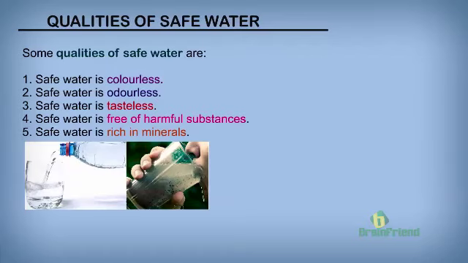So we say some qualities of safe water are: 1, safe water is colorless. For example, you can see this water is colorless. And we have another image of water that has color. This is clean water, while this is dirty water. Imagine someone drinking this kind of water. What will happen to his body system? 2, safe water is odorless.